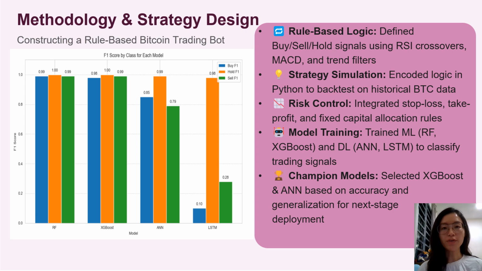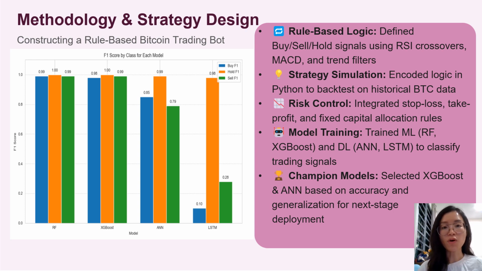In Chapter 5, we designed and tested both rule-based and machine learning strategies for our Bitcoin trading bot. We began with technical indicators like RSI and MACD to define buy, sell, and hold signals. These rules were simulated in Python and backtested on historical data. To manage trading risk, we included stop loss, take profit, and fixed capital allocation.